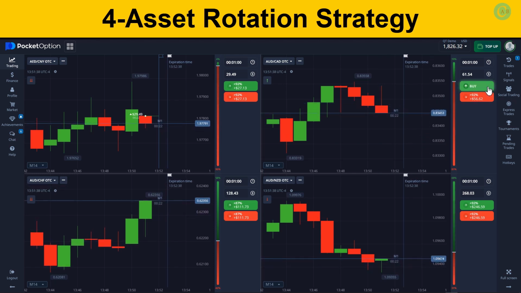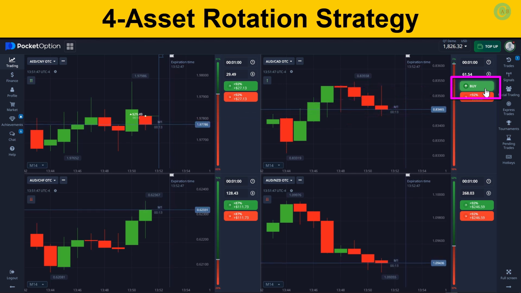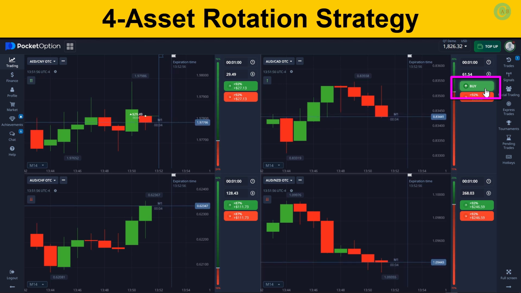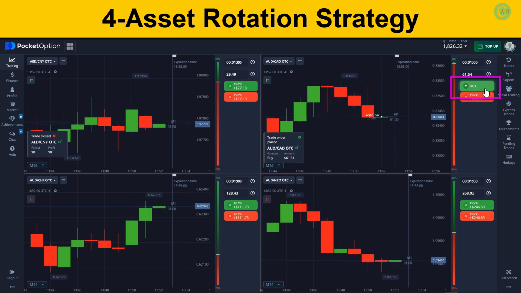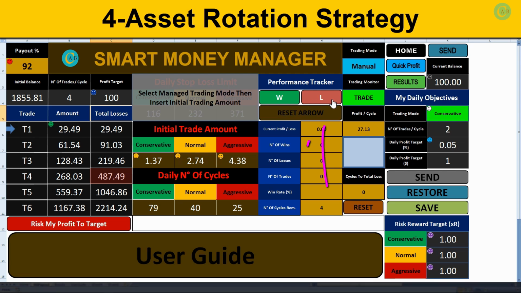It looks like it's gonna be a losing trade, so my mouse is hovering over the buy option in the second chart. I have to be ready to enter the second trade. 3, 2, 1, let's go. Second trade. Then I'm gonna go back to my Smart Money Manager and click the red L button to tell it that I've lost my first trade.